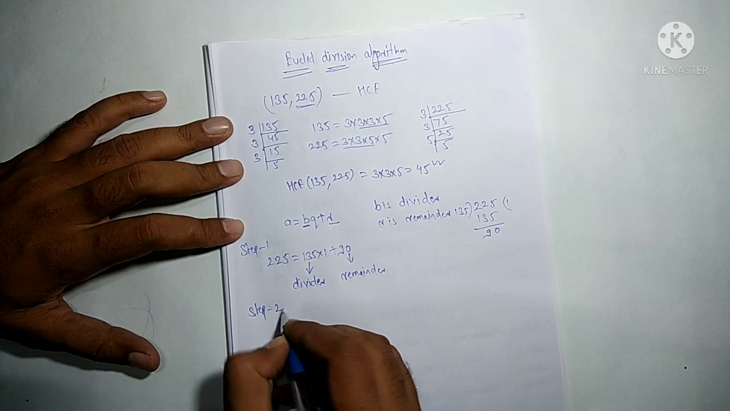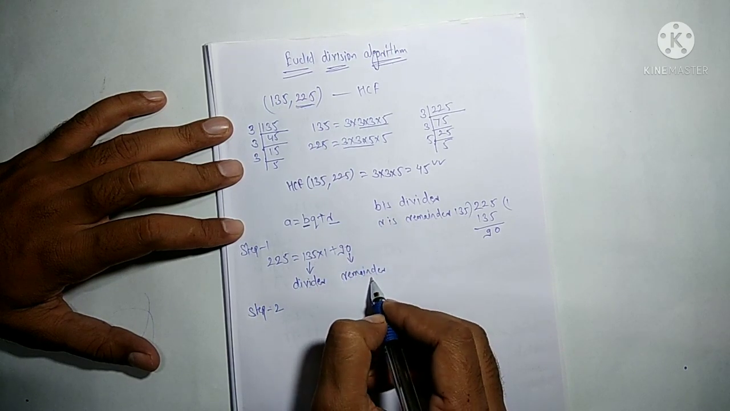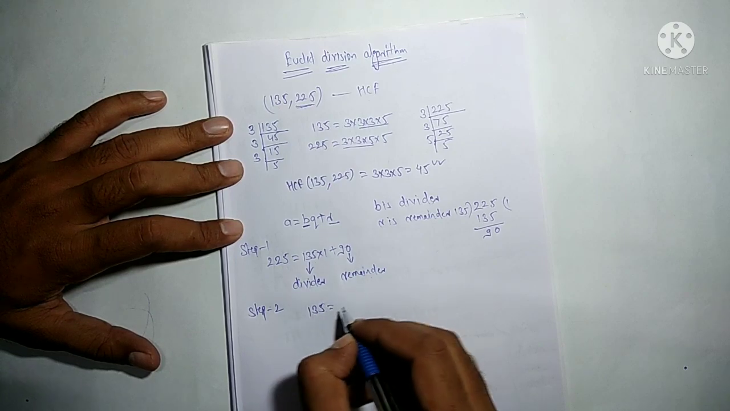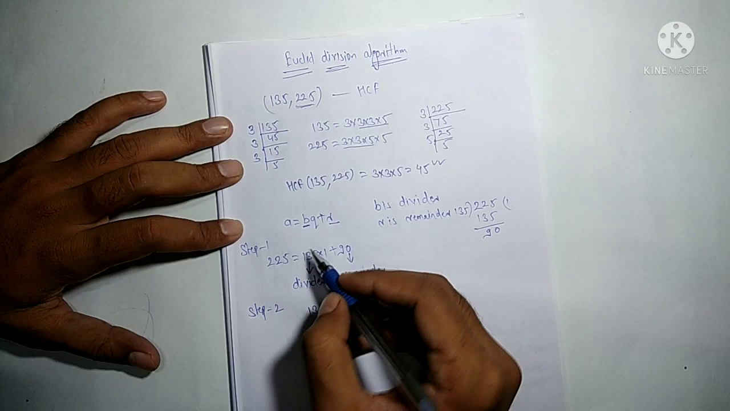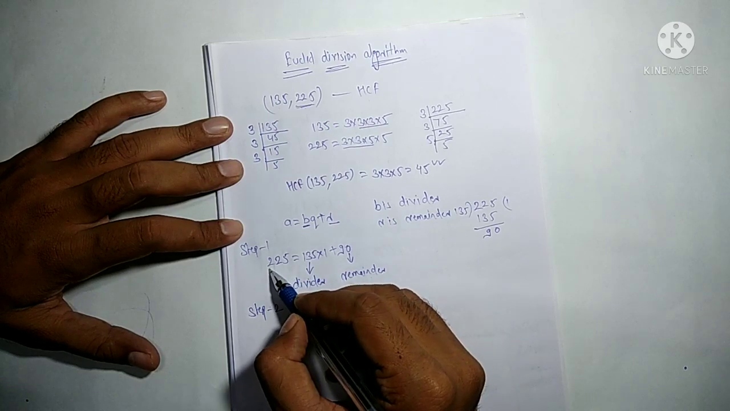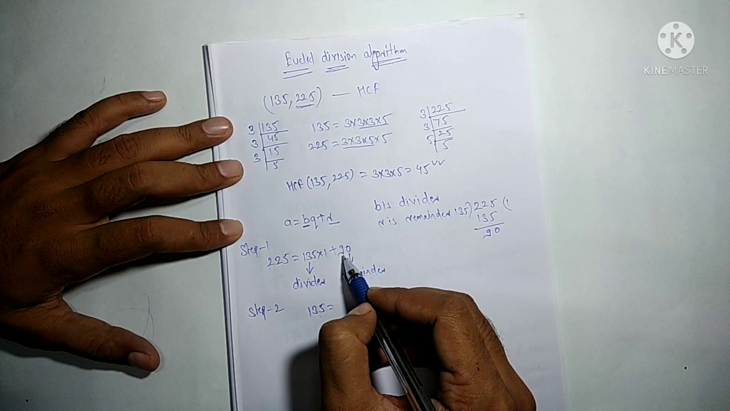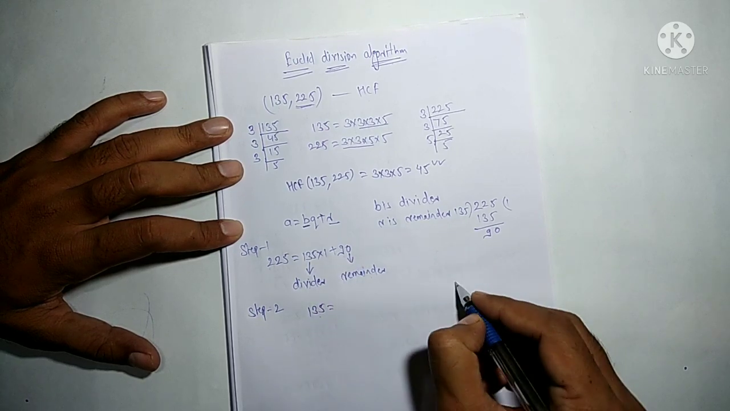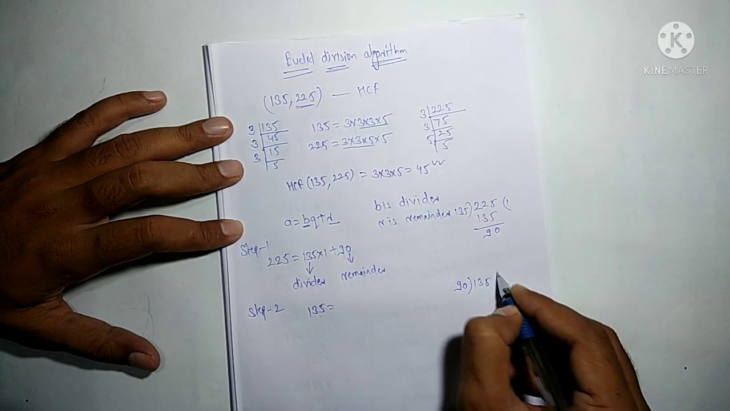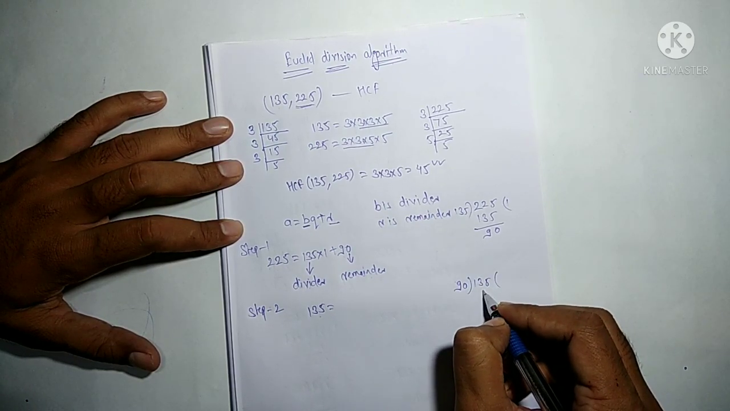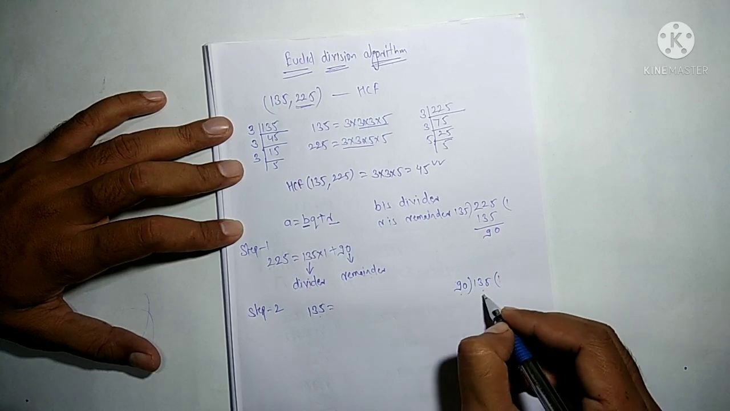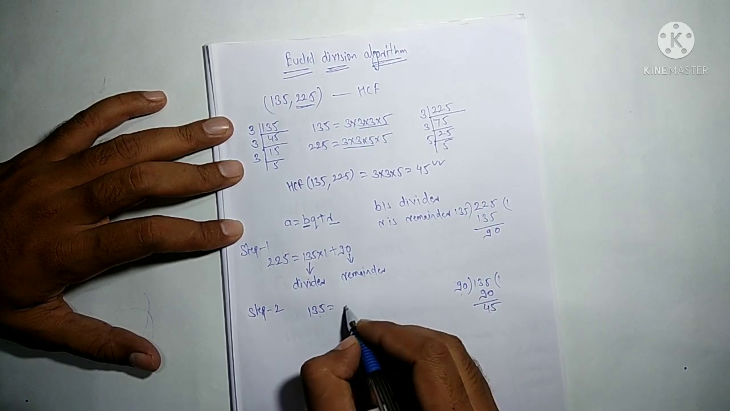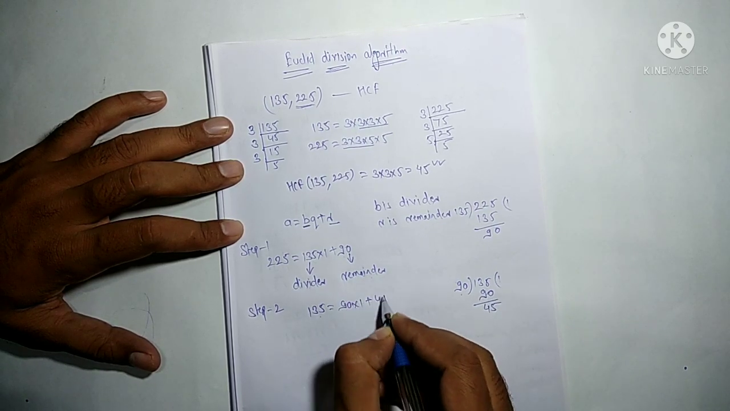For step 2, 90 becomes the divisor and the new remainder is next. In the first step we broke down 225 in terms of 135, with the remainder left over. Now I need to break down 135 in terms of 90. I divide 135 by 90: 1 time 90, and the remaining is 45. Then we write 135 equals 90 into 1 plus 45.